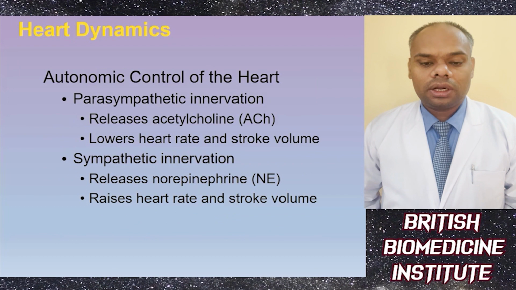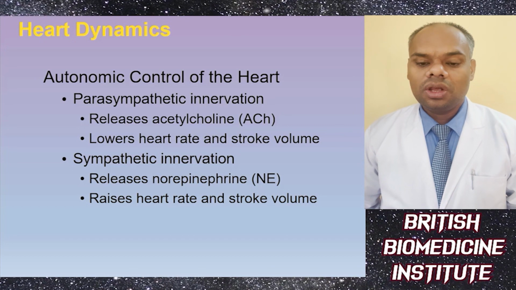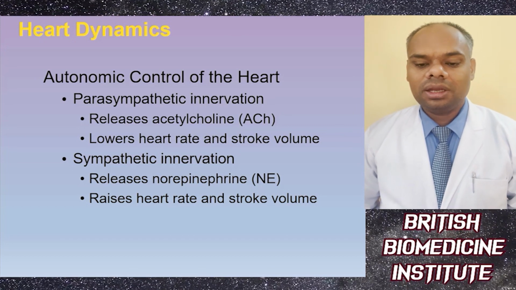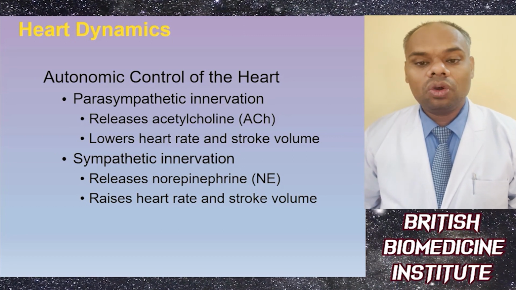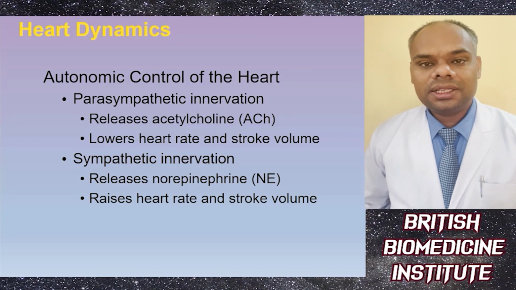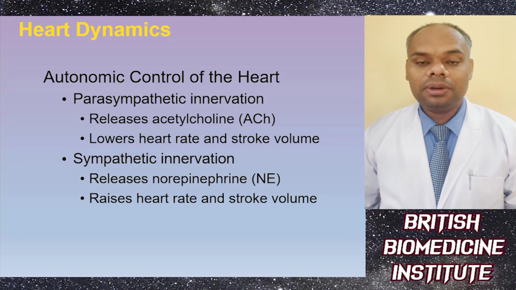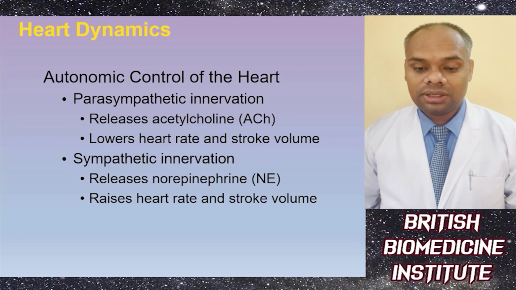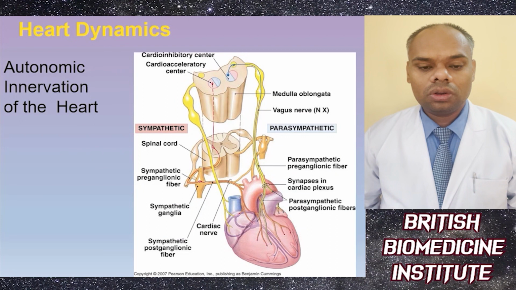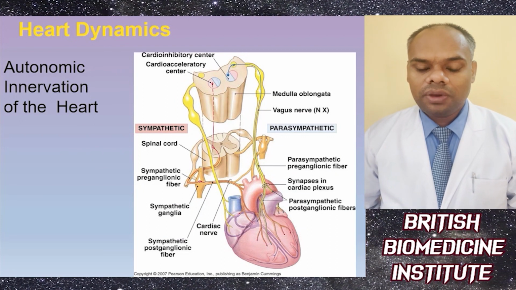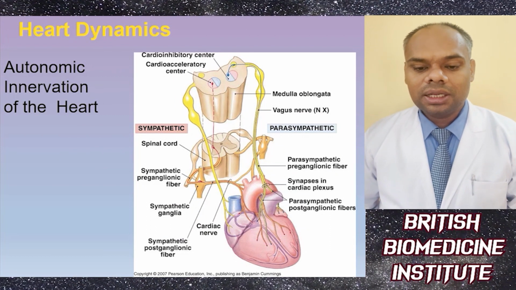Autonomic control of the heart consists of parasympathetic innervation and sympathetic innervation. In parasympathetic innervation, there is release of ACh, acetylcholine, and it lowers heart rate and stroke volume. Whereas in sympathetic innervation, there is release of NE, norepinephrine, and it raises heart rate and stroke volume. This is a diagram of the autonomic innervation of the heart, showing the conduction of the heartbeat in accordance with the parasympathetic and sympathetic systems.